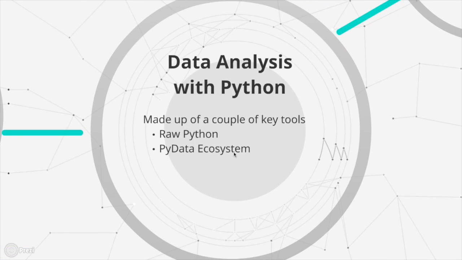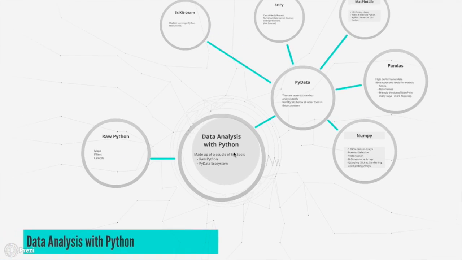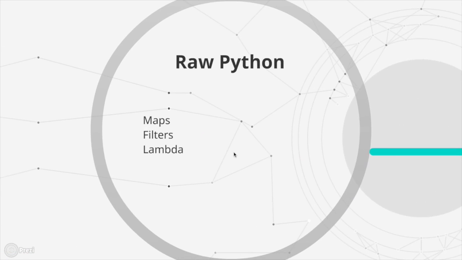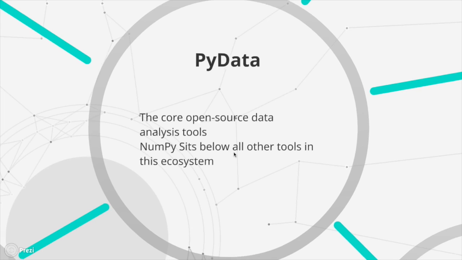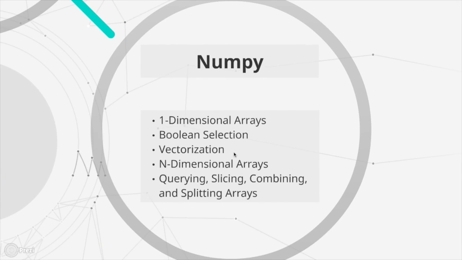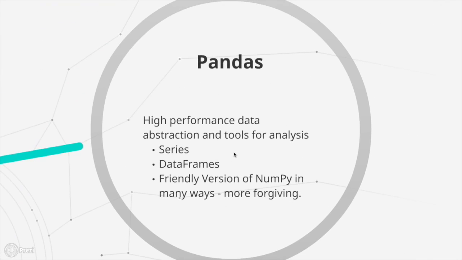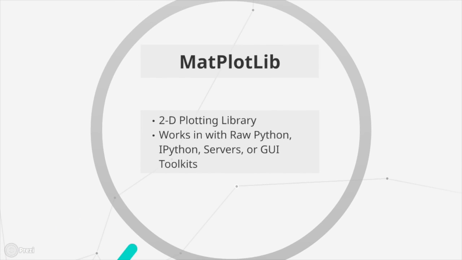As I said, we're going to start off with data analysis with Python. We're going to jump to studying raw Python. We'll be doing maps, filters, and lambda functions. Then we'll jump into the PyData ecosystem. PyData is really the core layer that a lot of these popular libraries are built upon. Then we'll move on to NumPy, where we'll talk about arrays and vectorization. Then we'll move on to Pandas, touching on the Series and DataFrame abstractions. Finally, we're also going to be using matplotlib in order to plot some of the things that we're seeing.